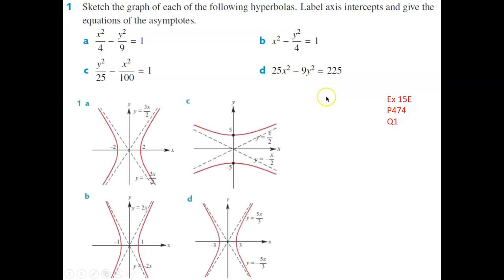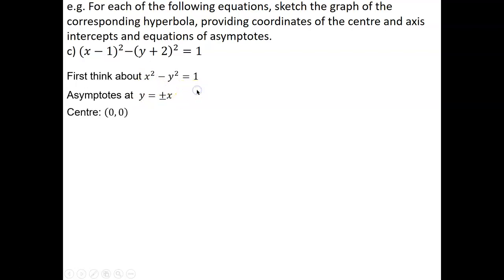And this is what you should have got. Okay, so let's look at some slightly more complicated ones. First, let's just consider what happens if we have x squared minus y squared equals 1. That would give us asymptotes at y equals positive and negative x, because we're not dividing by anything here. My centre would be at 0, 0 for this simplified version.